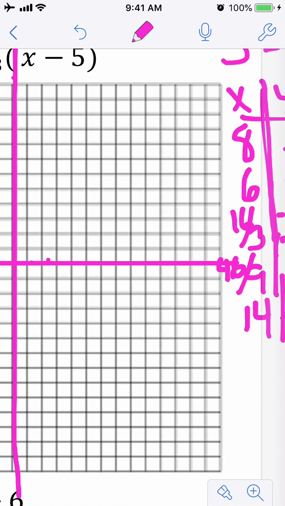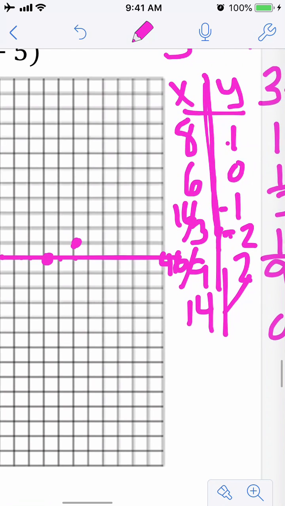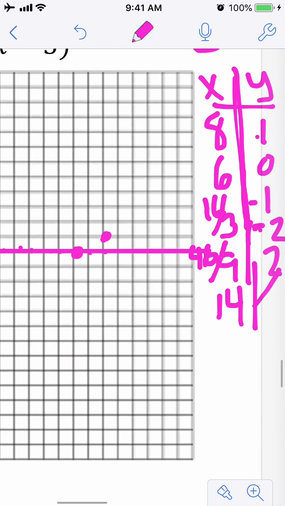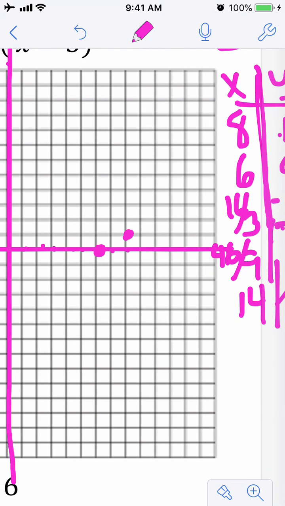So 1, 2, 3, 4, 5, 6, 7, 8, up 1, 0, 6, 0, 1, 2, 3, 4, 5, 6, and then negative, it would be 16/3. What's that? 16/3, 15/3 is 5, so 5.33333, right? So 5.33333 down 1, and then 46/9 would be 5.11111. That's like right there. And then we have 14, which is going off the page. So, looks like our function's looking kind of like that.